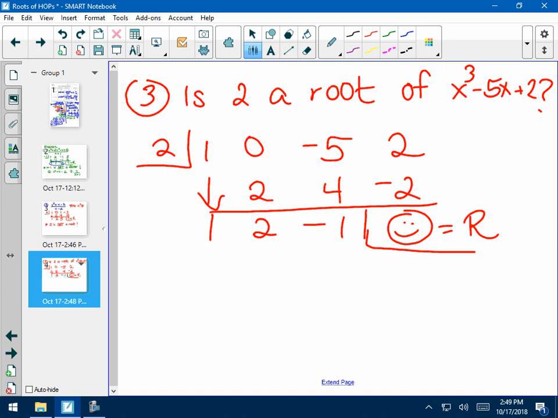Okay. Is it a requirement that you put a smiley face when you get a 0? The answer, yes. You have to be happy when you get zeros. That is the whole goal of this unit. So, based on that, we know that a remainder of 0 indicates, yes, 2 is a root. Okay. So we have to confirm that based on that remainder, we say yes or no.